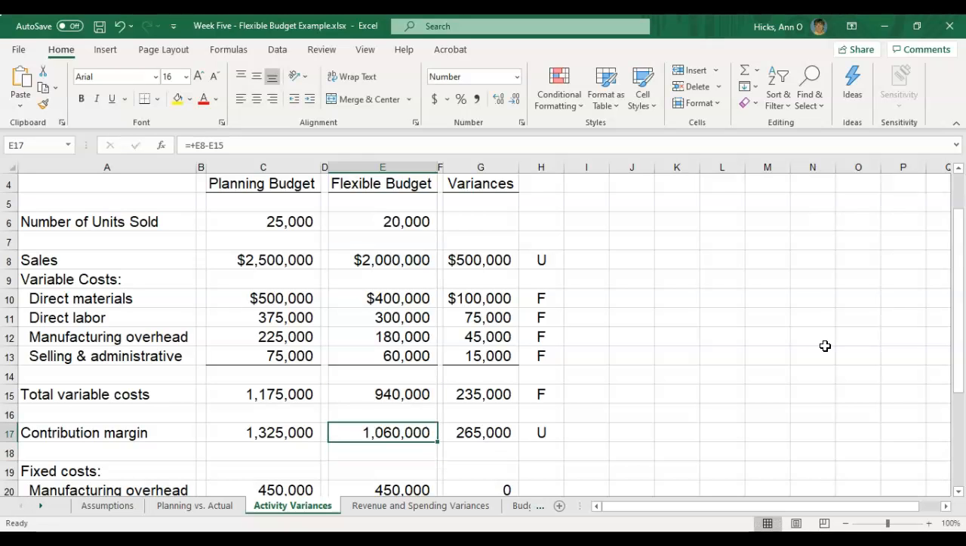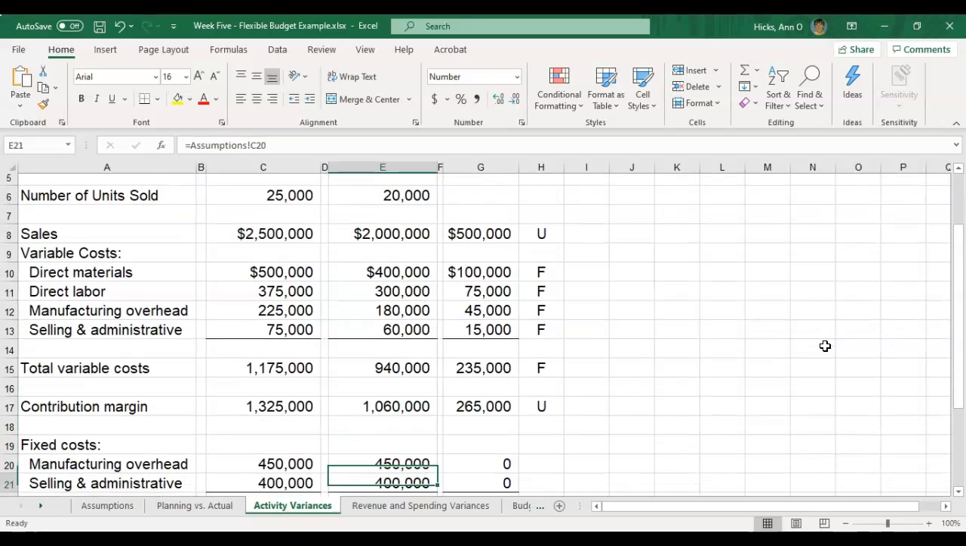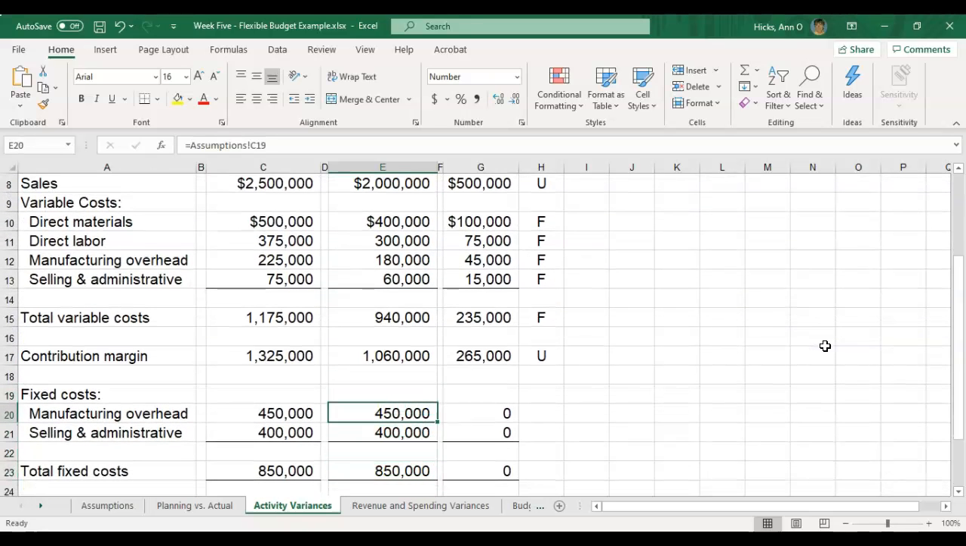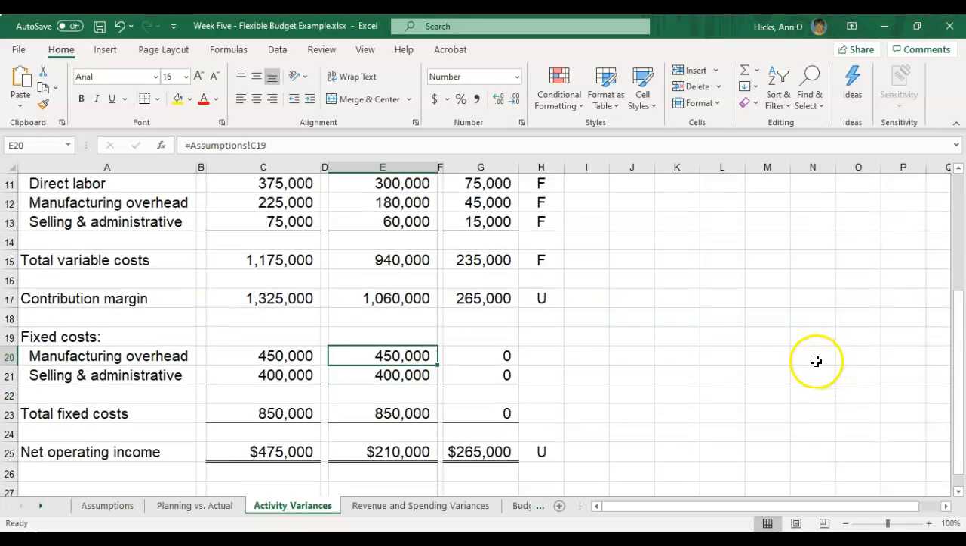Now note the fixed costs are the same for the planning budget and for the flexible budget. That's because by definition, fixed costs would not change by virtue of the activity level being different. So we'd still have fixed costs of $850,000. We subtract those from the contribution margin, and we have budgeted net operating income, flexible budget of $210,000.